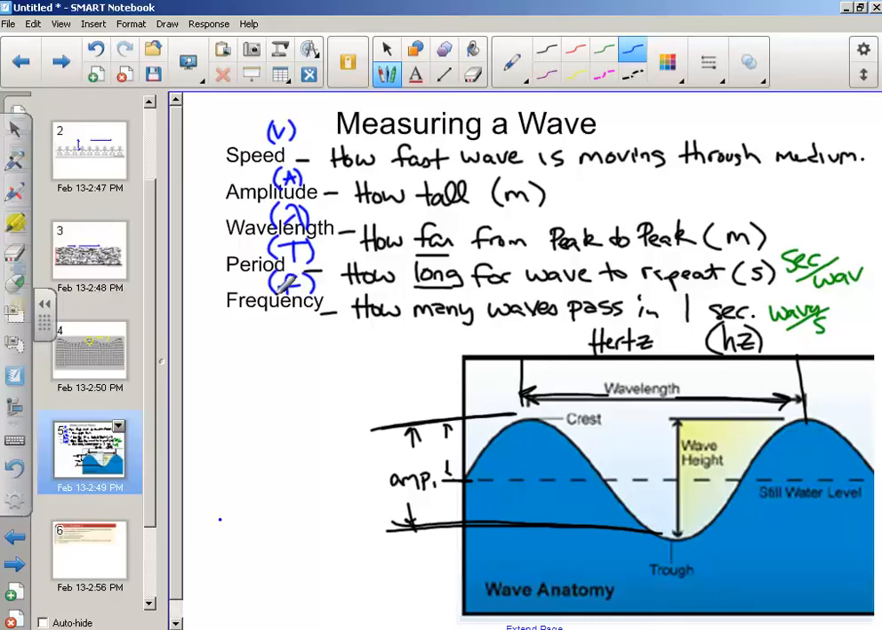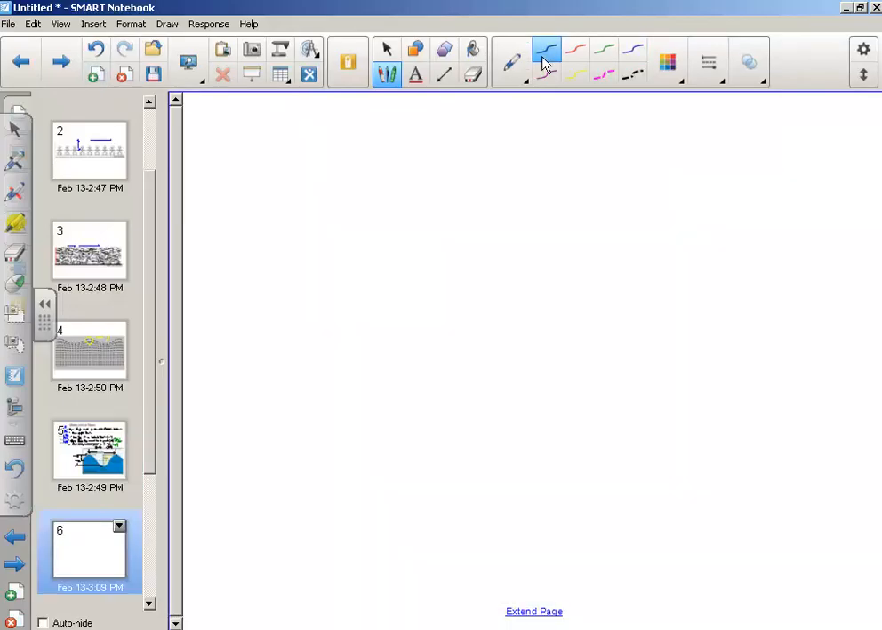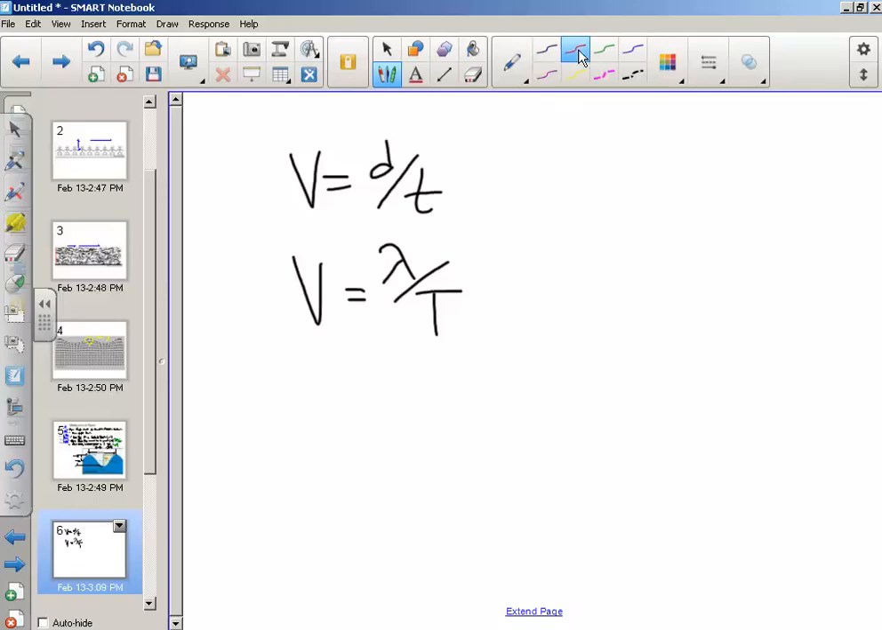Now there are a couple of equations that we use inside of waves. Just like velocity equals distance over time, for wave velocity, the distance of a wave, also known as a wavelength, and the time it takes is the period. So there's a way to find the velocity of a wave, and that's wavelength, make sure it's in meters, divided by period, make sure it's in seconds. And then you'll get meters per second.